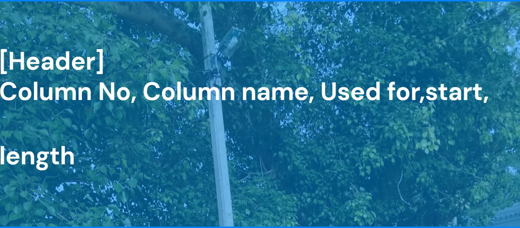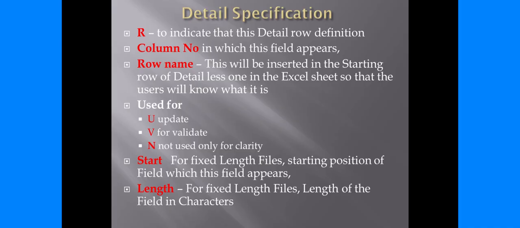Detail section will describe the layout of the detail section. It is used for documentation and to create the Excel layout that can be used by the users to fill the data. When fixed-length text files are used for conversion, it is used to determine the positions of the input fields. Under this section, for each of the fields used: the detail column definition, column number in which this field appears, column name. This will be inserted in the starting row of detail less 1 in the Excel sheet so that the users will know what it is. Used for: U update, V for validate, N not used, only for clarity.